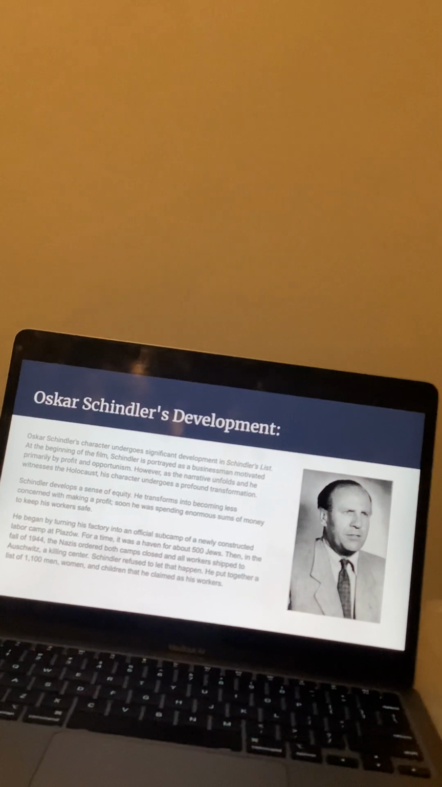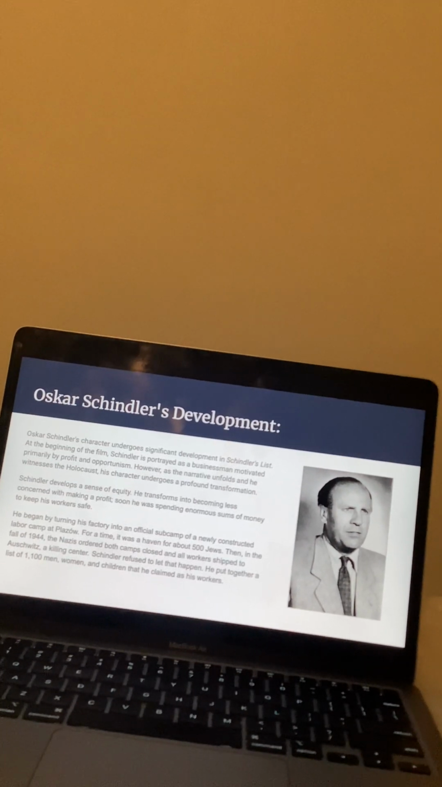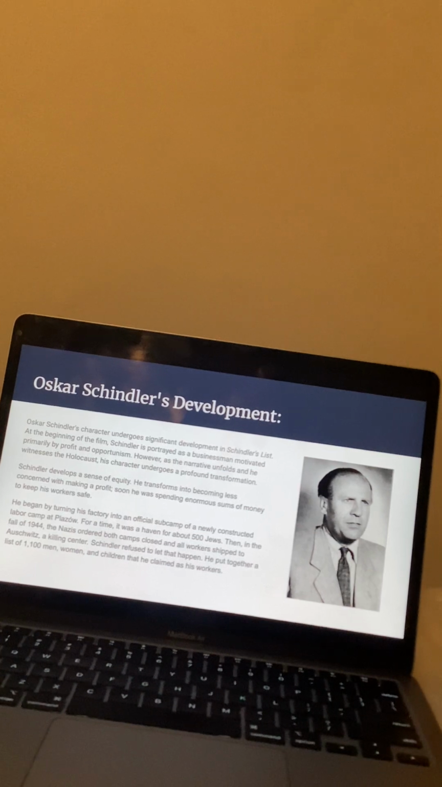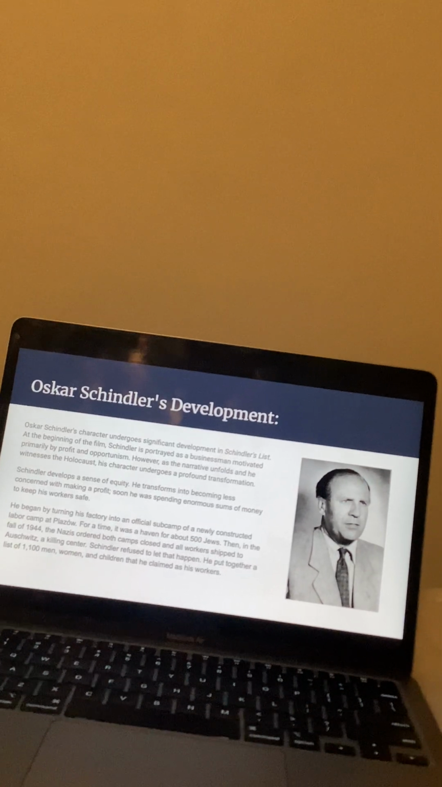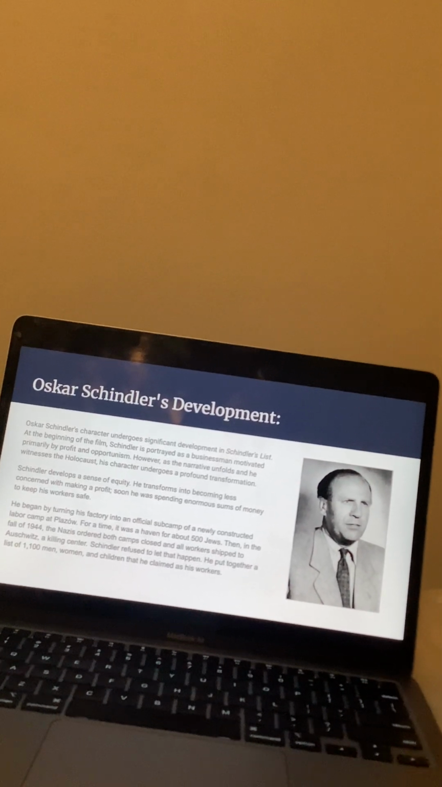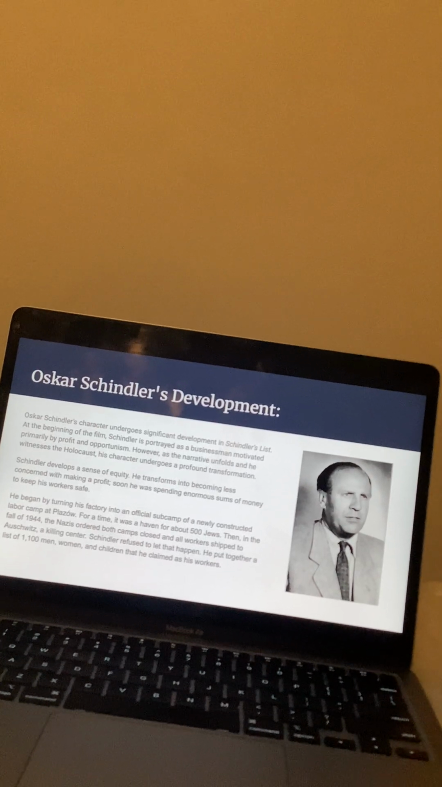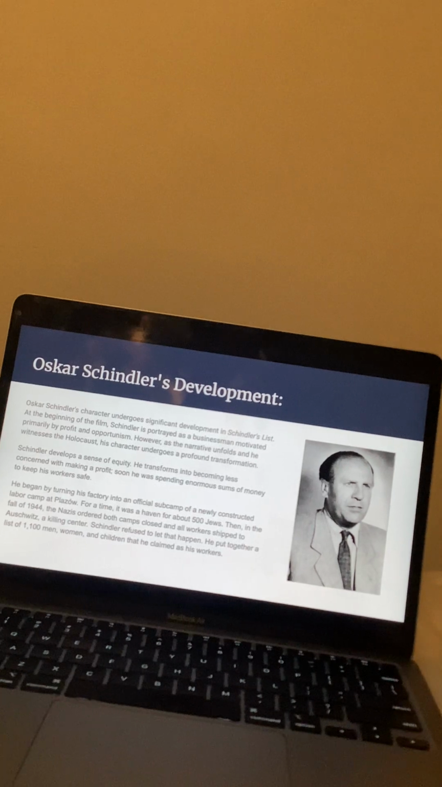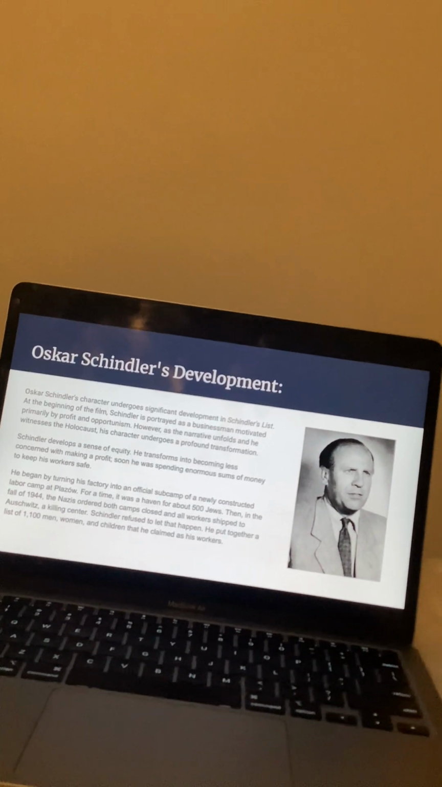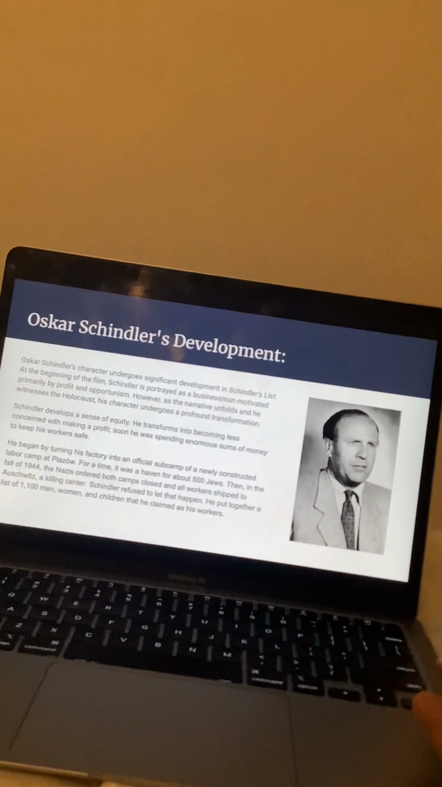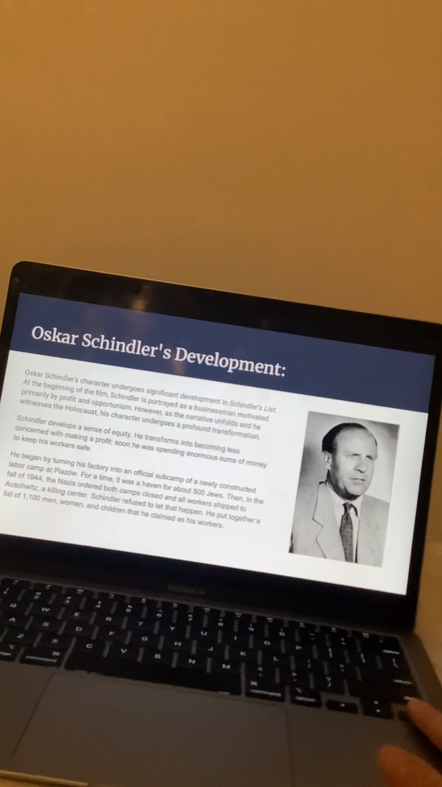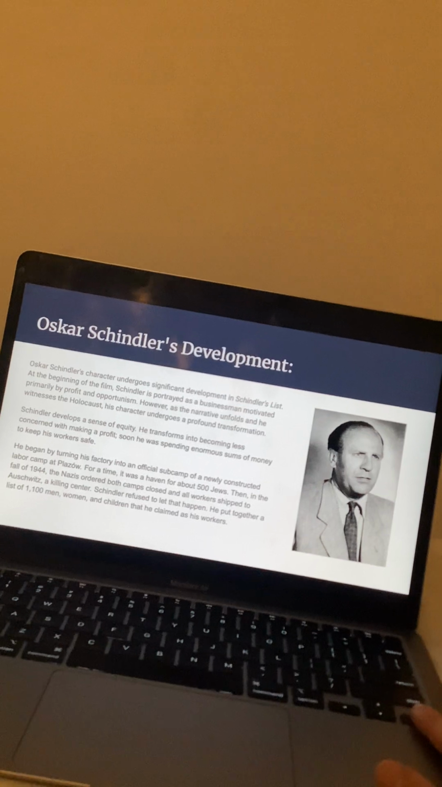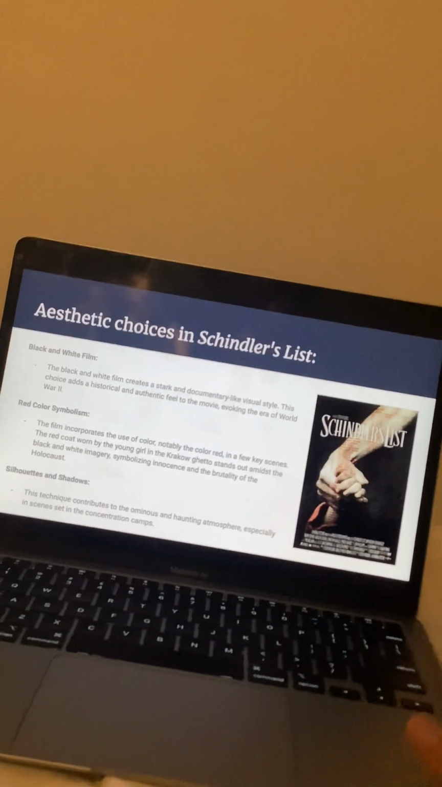So he essentially turned his factory into an official subcamp of the newly constructed labor camp at Plaszow. And for a time, it was a haven for 500 Jews. And then later, he was told that it had to close down, and many of the Jews were to go to Auschwitz. But he refused to let that happen, and he put together a list of 1,100 men, women, and children that he claimed as his workers, and essentially saved so many people's lives.